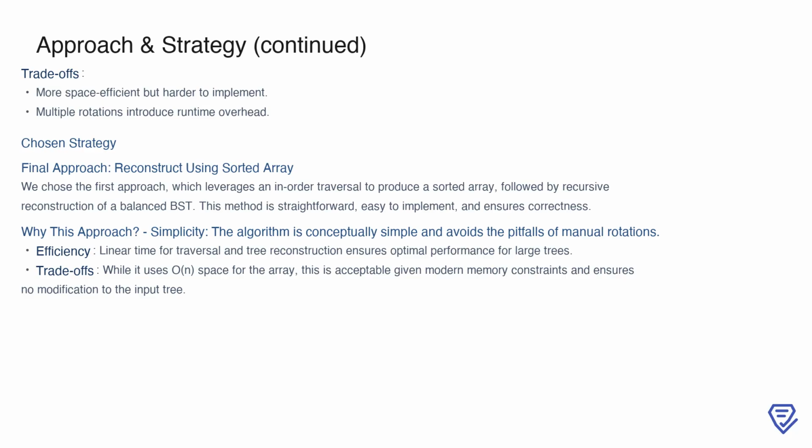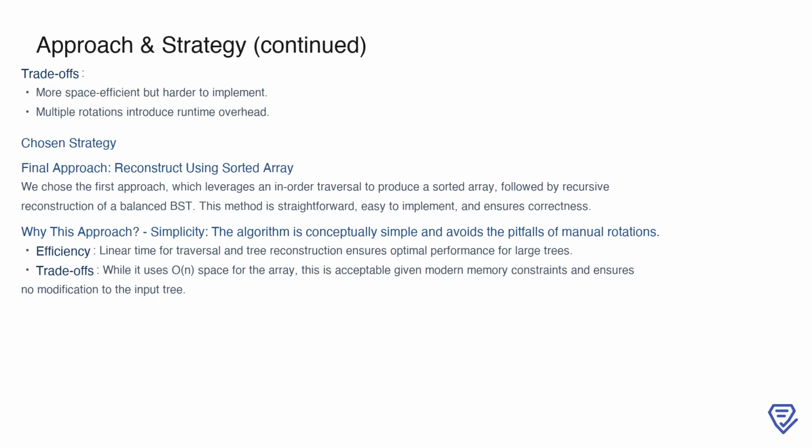For this reason, we opted to use the first approach, reconstructing the tree using a sorted array, as our final strategy. By leveraging an in-order traversal to produce a sorted array, we ensure a straightforward and reliable process for creating a balanced BST. This method is conceptually simple, easy to implement, and avoids the potential pitfalls of manual rotations. While it does require O(n) space for the array, this trade-off is acceptable given modern memory constraints, and it ensures that the input tree remains unmodified.